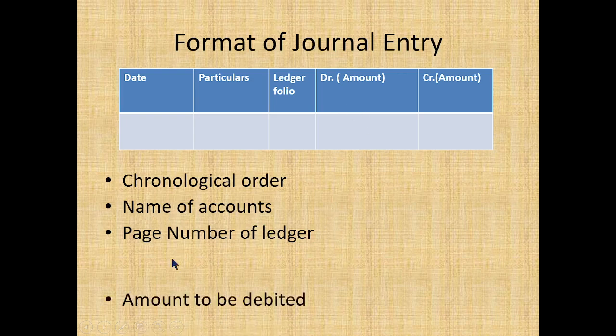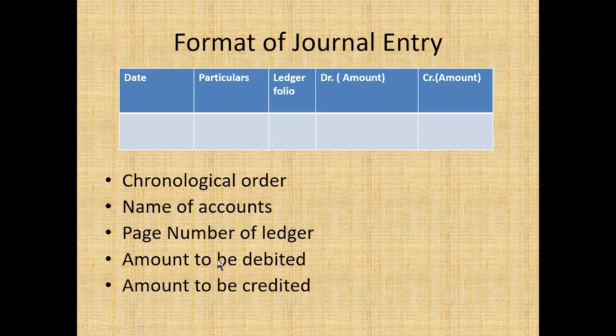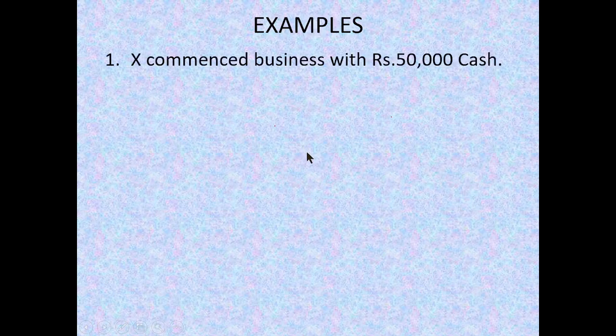Next to this debit amount, the fifth column is credit amount. So I will explain the modern approach through examples. First one, X commenced business with rupees 50,000 cash. In this transaction, X is the owner of the business and he put 50,000 into the business. Means business received rupees 50,000 from Mr. X. He is the owner.